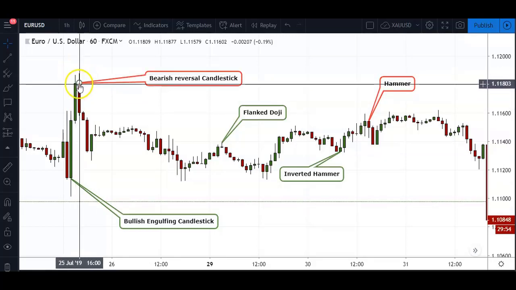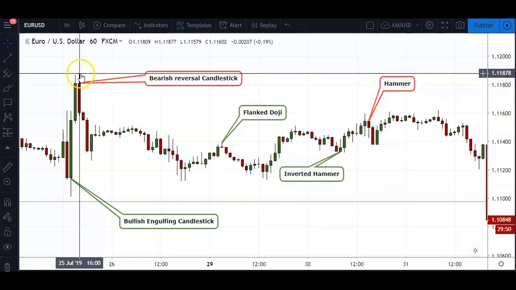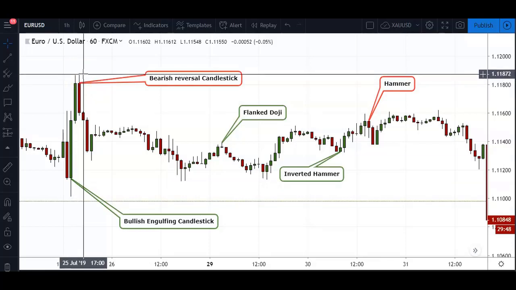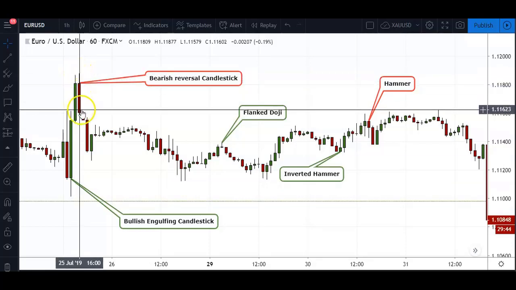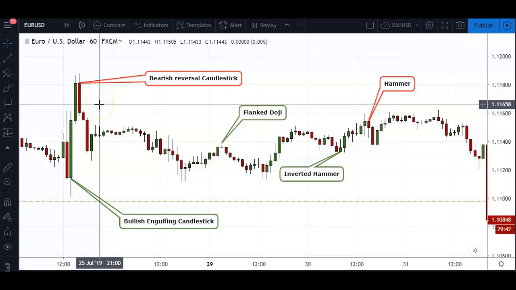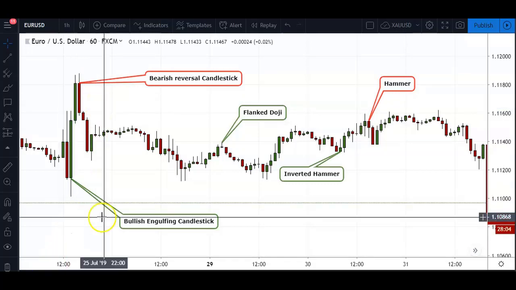Price opened here, from left to right, we're reading it. The wick went up as high as the previous candle's high, and then price moved lower, leaving what I call a bearish reversal candlestick. Secondly, I like to spot what is called an engulfing candlestick pattern.